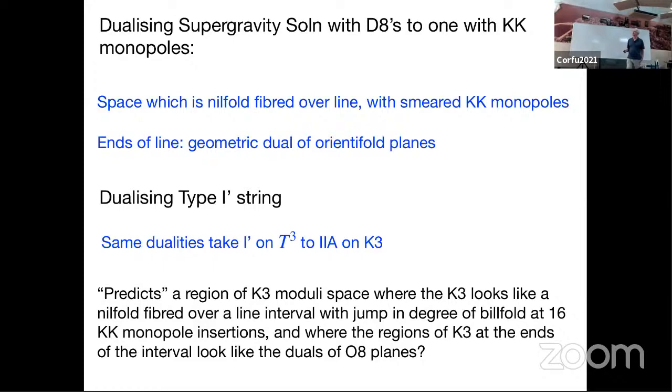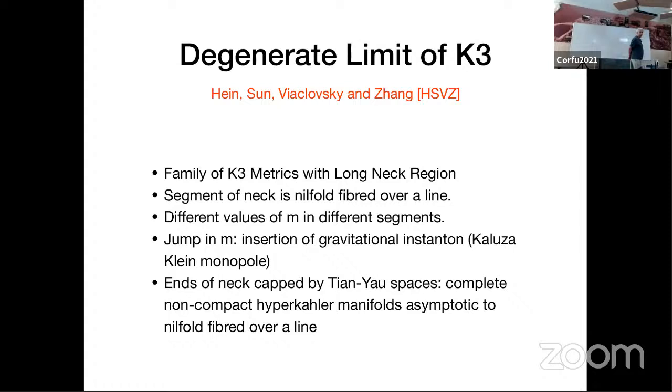So remarkably, very recently in the mathematics literature, just such a region, such a degenerate limit of K3, has been found by these mathematicians. So it's a family of K3 metrics with a long neck region, each segment of the neck is a nilfold fibered over a line with jumps between the degrees of these in different segments. And these jumps are associated with the insertion of a gravitational instanton, a Kaluza-Klein monopole. And the ends of the neck are interestingly capped by spaces known as Tian-Yau spaces, which are complete non-compact hyperkähler manifolds with the right asymptotics to be asymptotic to a nilfold fibered over a line. And so they're just right to be glued onto this construction.